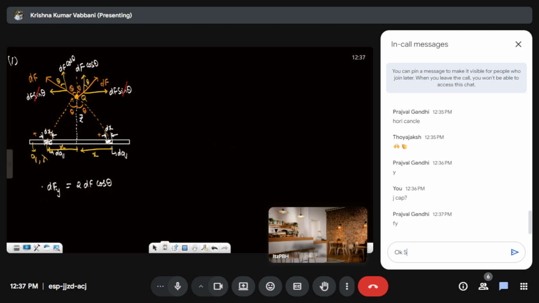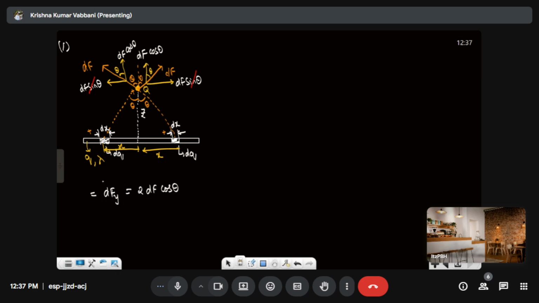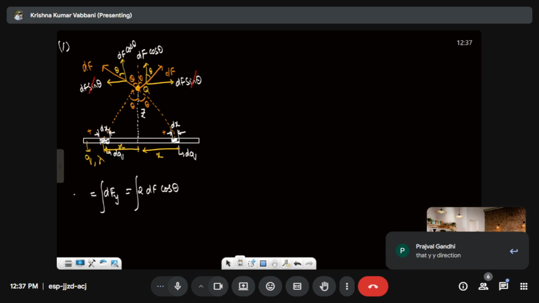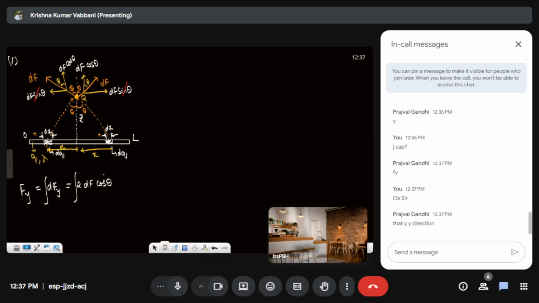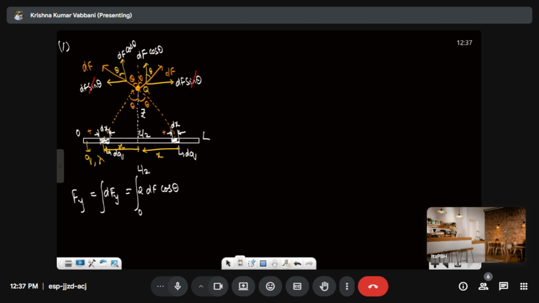Now I need the full force, the total force. What I am doing here is making an integral, so that's why I got Fy. I told we have to take the lengths from half limits. So this is my 0 to L. Got it? So what are my half limits? 0 to L by 2. That's why I'm taking half limits, 0 to L by 2. This is the method by which we solve the problem.